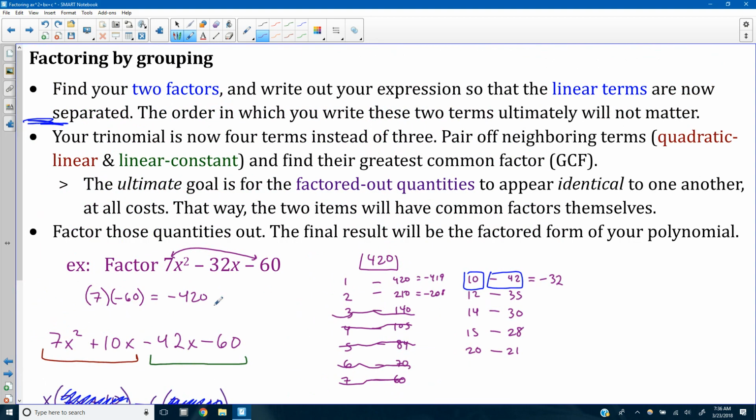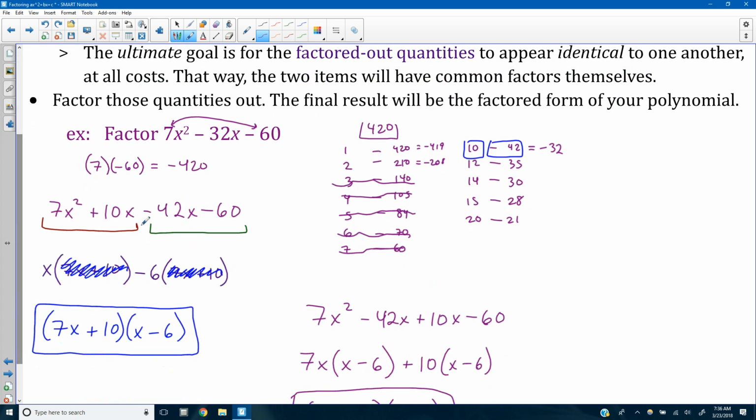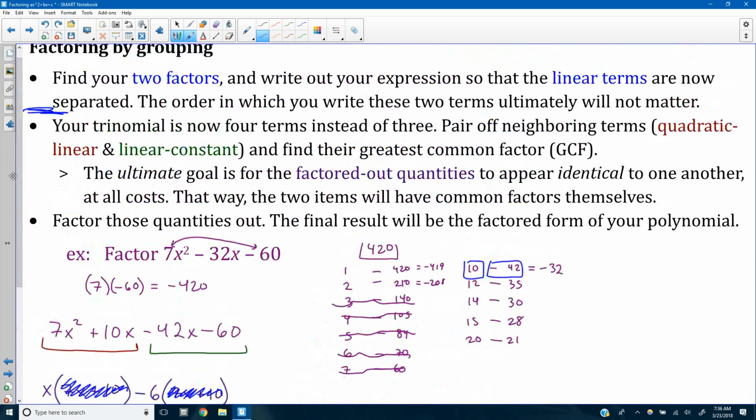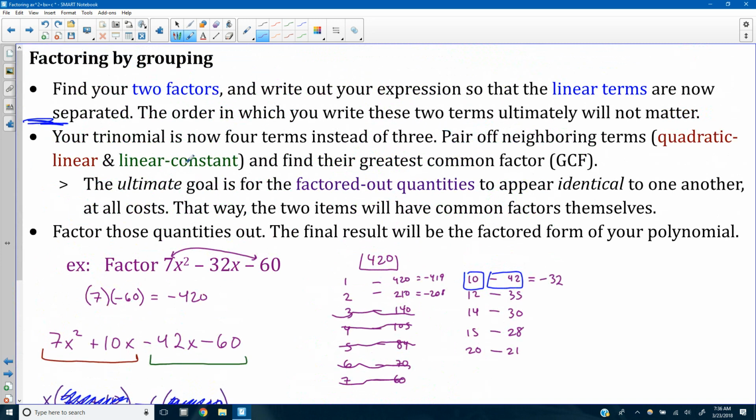You first find these factors and you write out the string. Then you pair these off and find the greatest common factor among them. Then factor those quantities out to have your final result. I'll be sure to do 4 more of those problems of much smaller values later.